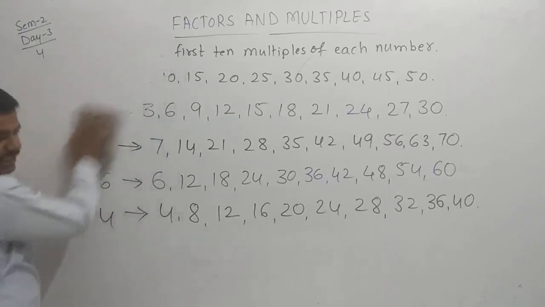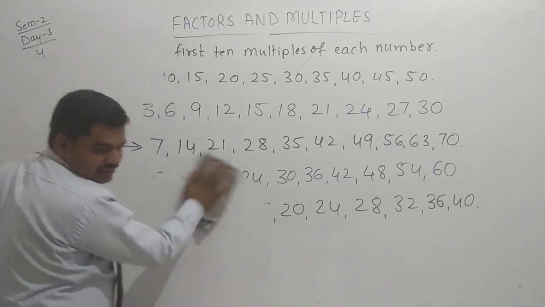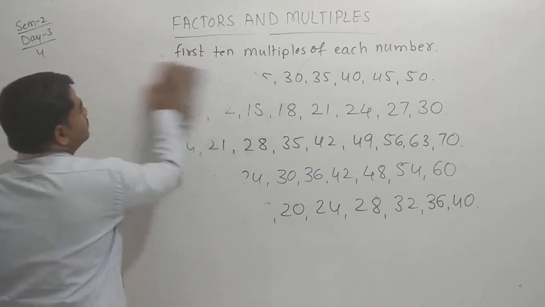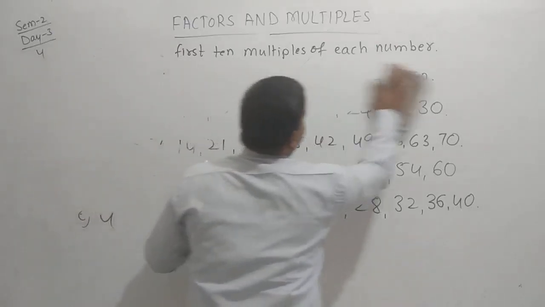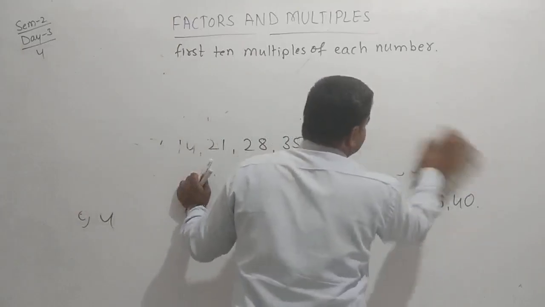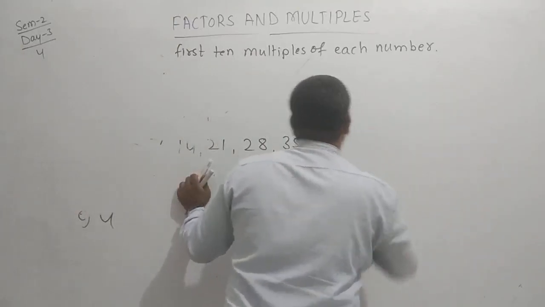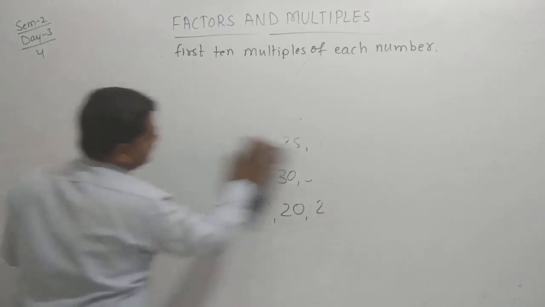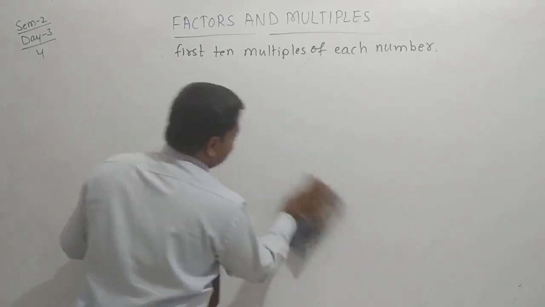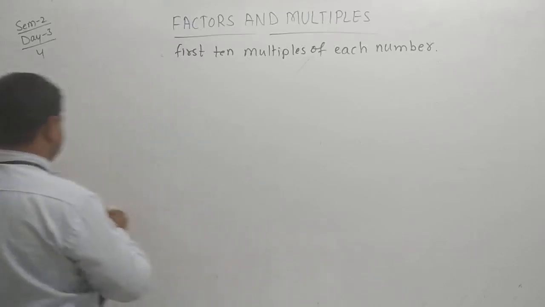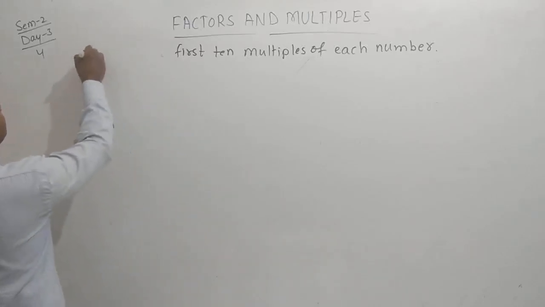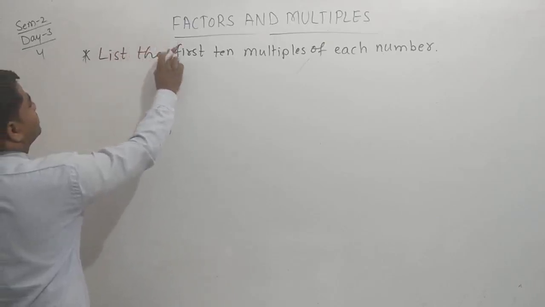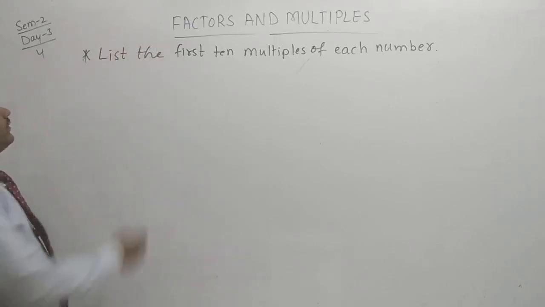Next, one more question. Again, list the first 10 multiples of each number. Same question, the numbers are different here. What are the numbers? Write the question first: list the first 10 multiples of each number.